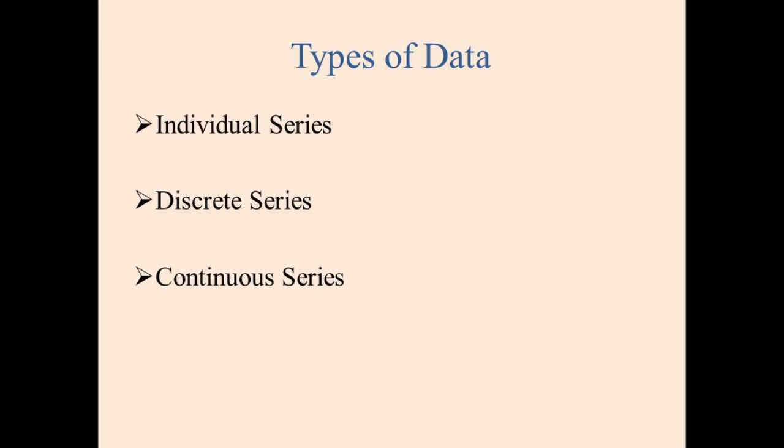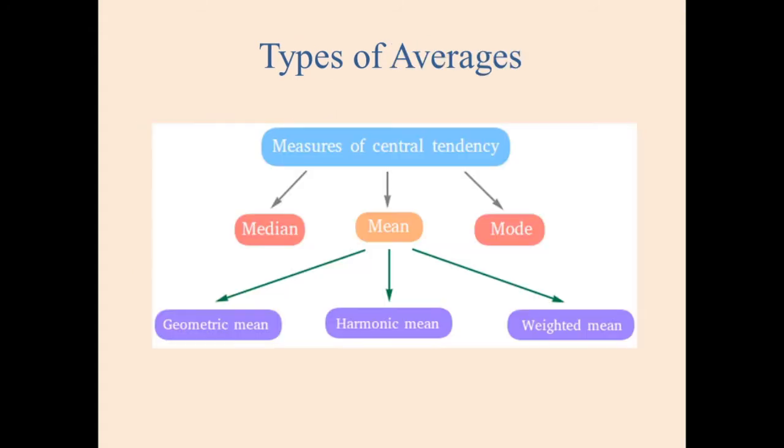In discrete data, we have converted the raw data into a frequency table. In this, we have the x variable as well as frequency. When we have huge values, the number of variables has increased. At that time, we will convert the raw data into a continuous series. We will see the example in the coming videos.